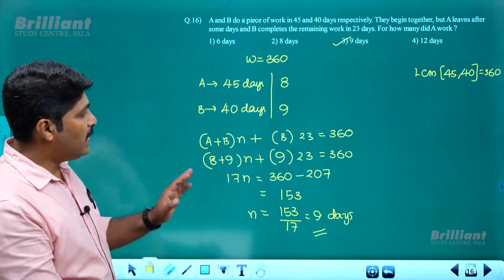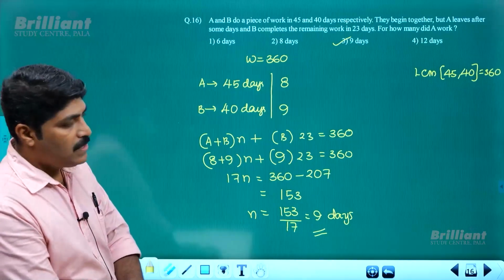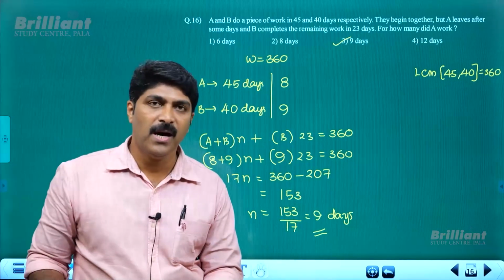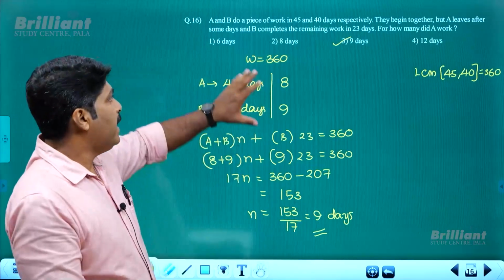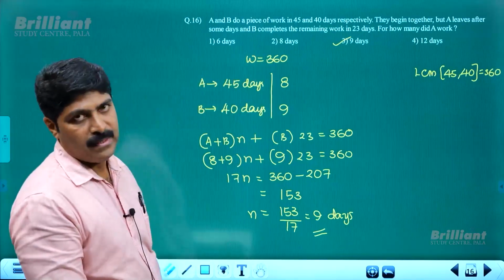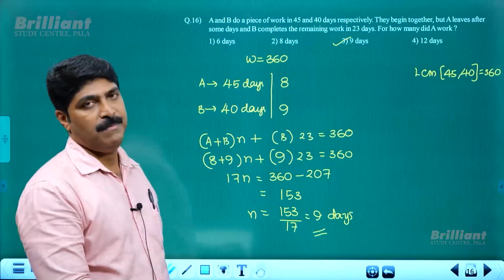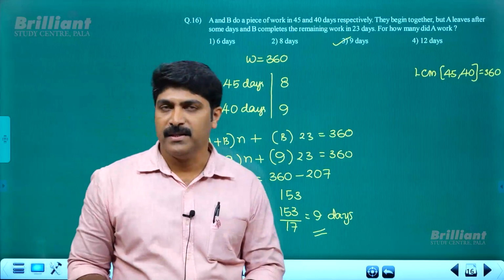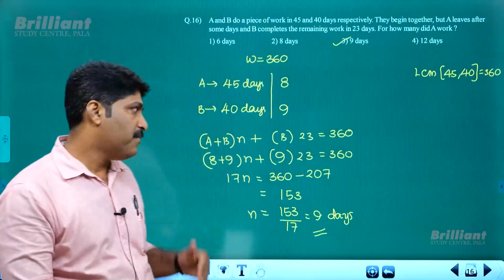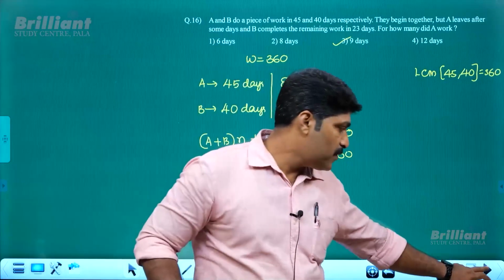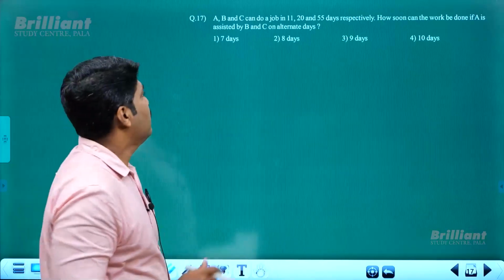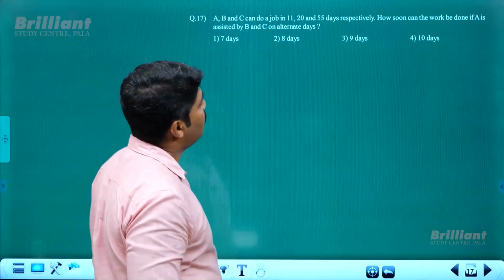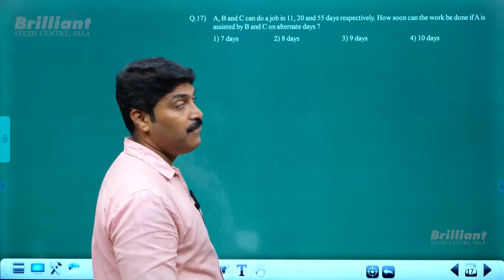Clear? So that's a tricky approach towards these types of questions. Before that, you have to make a basic idea of the situation like this. That's a very important point. From that basic structure only, you can develop concepts like this. So whenever we consider further questions, we can apply the same logic. Consider this question: A, B, and C can do a job in 11, 20, and 55 days.